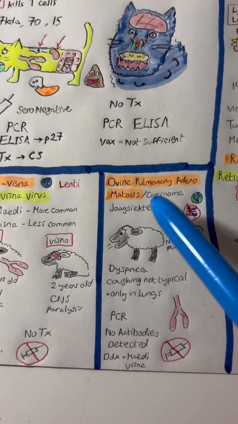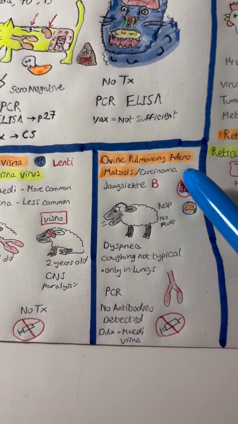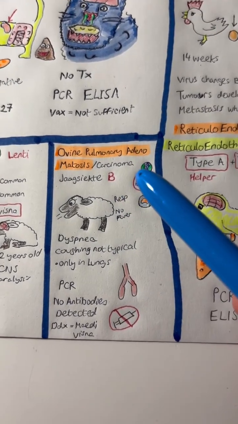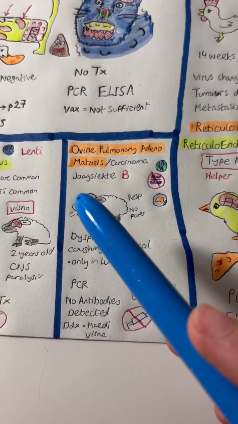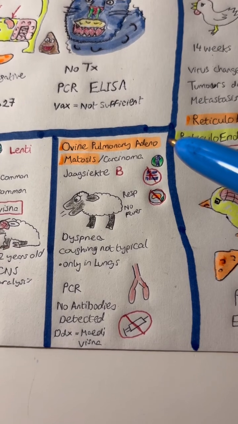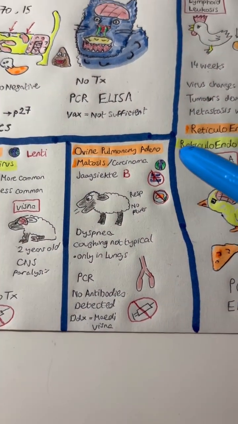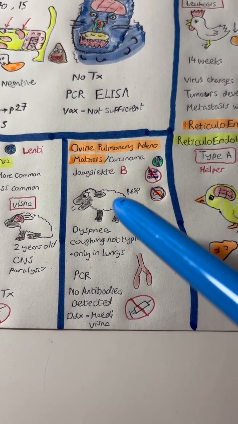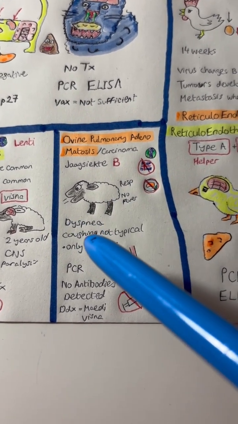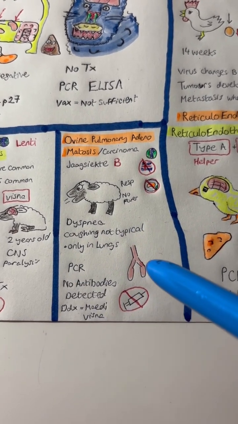For ovine pulmonary adenomatosis or ovine pulmonary adenocarcinoma, it is a part of the beta retrovirus genus. It is also called Jaagsiekte, which means panting sickness. It occurs worldwide, however, it is not found in Iceland or Australia and New Zealand. It is a respiratory disease. They show respiratory signs but no fever. They get dyspnea, but coughing is not typical, and the virus is only isolated in the lungs.